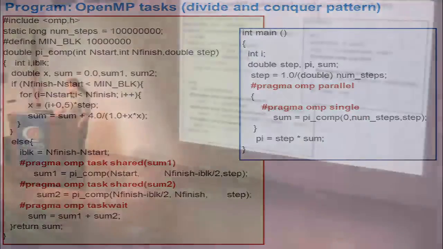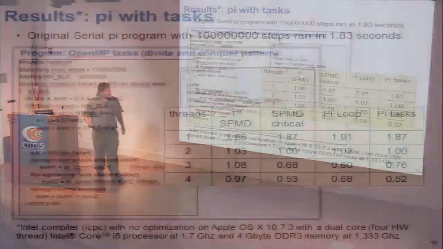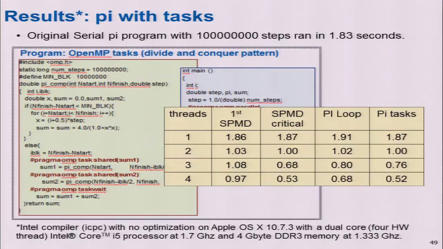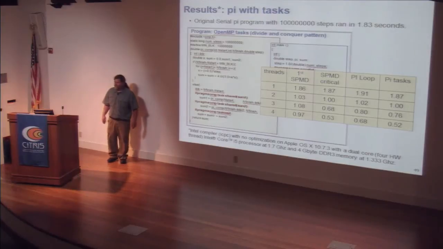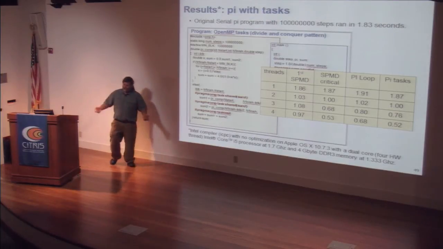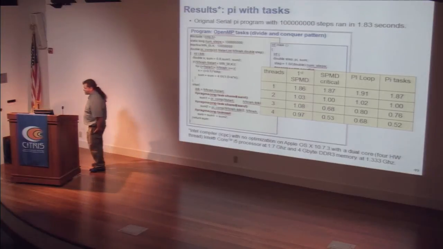So this is the divide and conquer pattern. And it actually performs quite decently. You can look, I have Pi tasks, which is using that divide and conquer pattern. And it actually performs on par with that SPMD version and actually beats the loop version, which is pretty cool when you think about how much overhead there is. Now, in the long version of this course, we would explore why it actually does so well compared to the loop version, but we won't go there now.